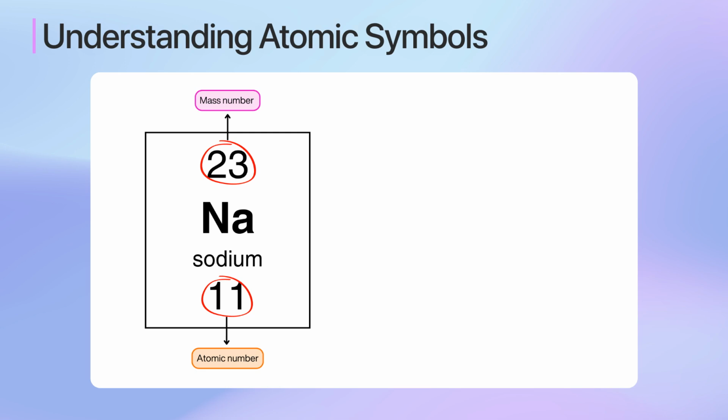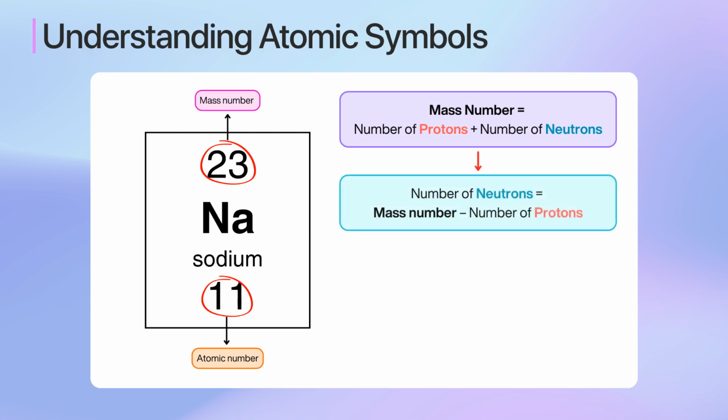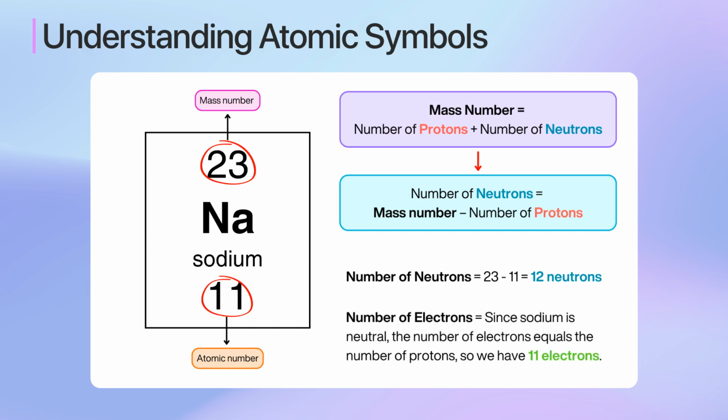We already know that the mass number equals number of protons plus the number of neutrons. Hence, the number of neutrons equals the mass number, take away the number of protons. Therefore, we get that the number of neutrons equals 23 subtract 11, which equals 12 neutrons. Since sodium is neutral, the number of electrons is equal to the number of protons, so we know we have 11 electrons. See how much information you can get from just those 2 numbers.